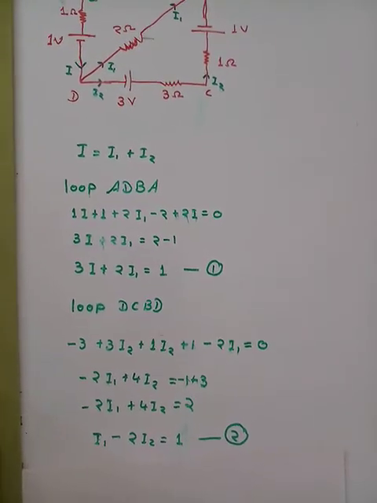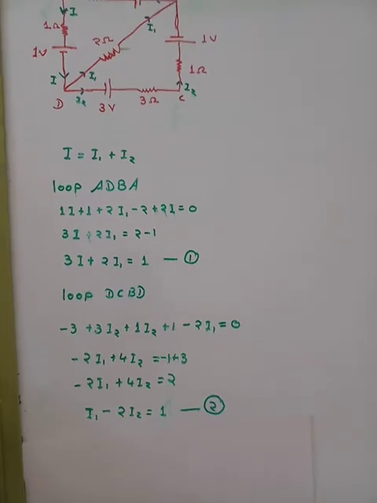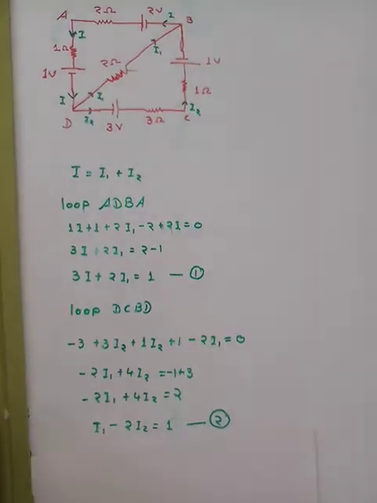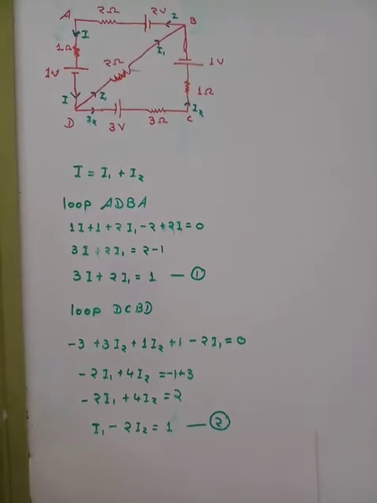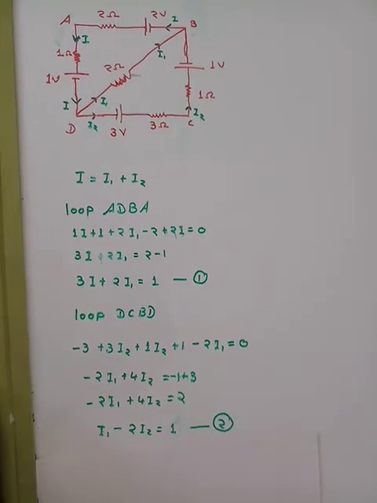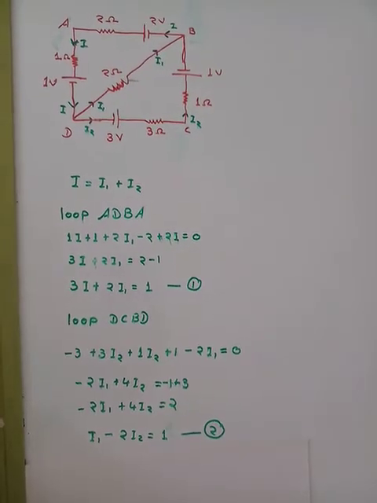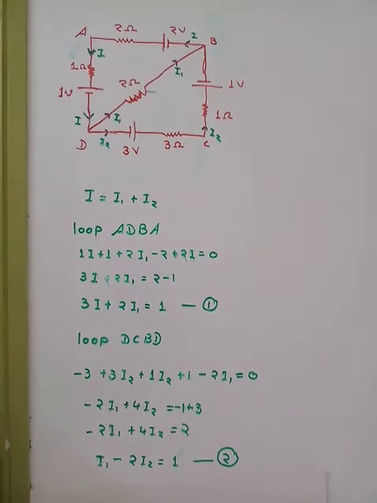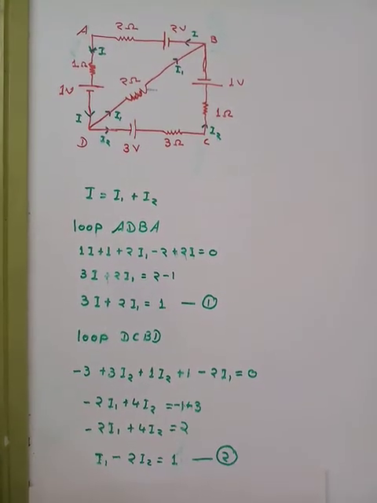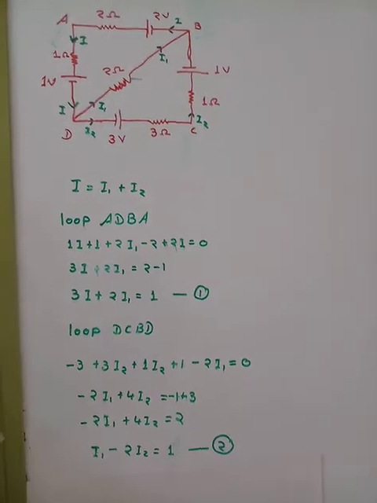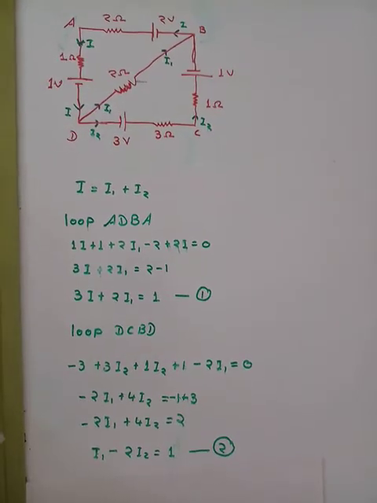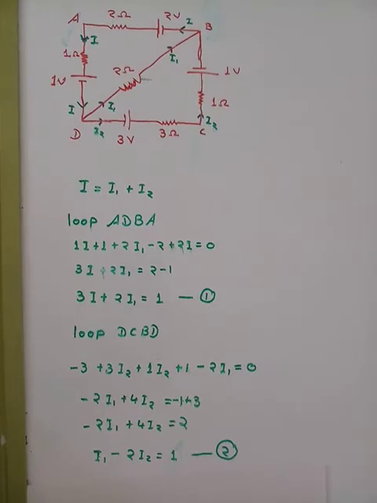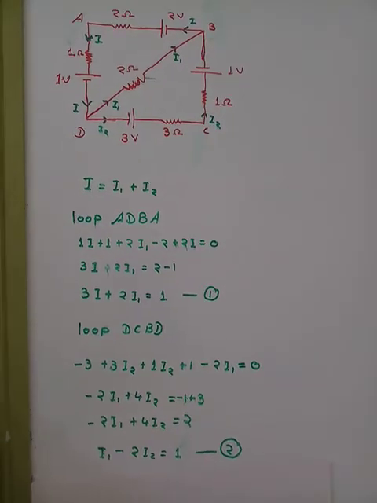Now I have equation 1 and equation 2, and there is a need to solve these equations to find the values of I1, I2 and I. You can solve these equations by the elimination method, substitution method, or determinant method as discussed earlier. You can have your own choice, but you should get the values of the three currents.